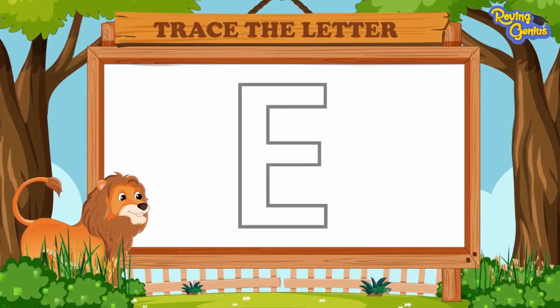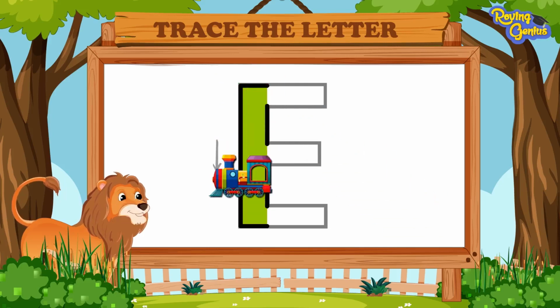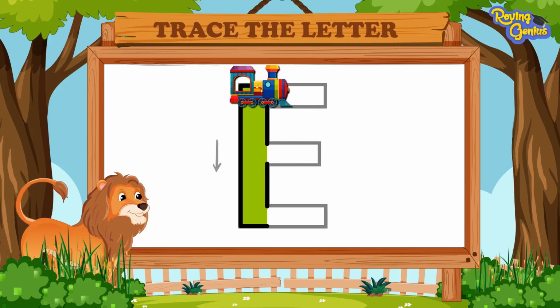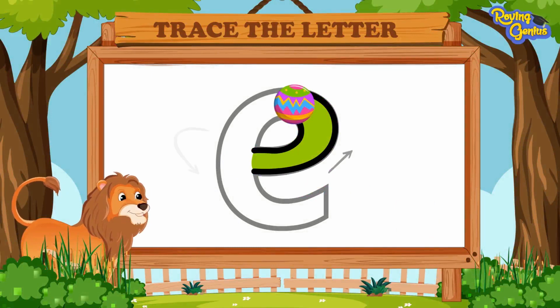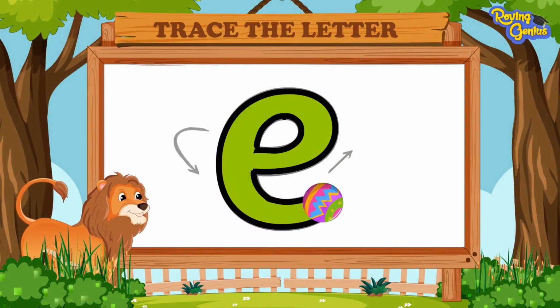Let's learn how to trace E with these fun rhymes. Pull a straight line down for capital E, then add some shelves, 1, 2, 3. A little line starts off E, add a plate for an egg, here's breakfast for me.